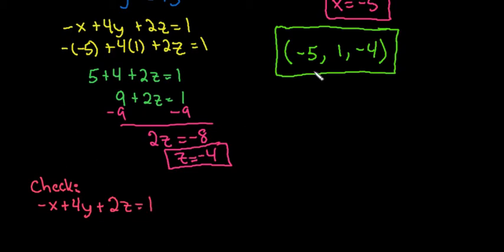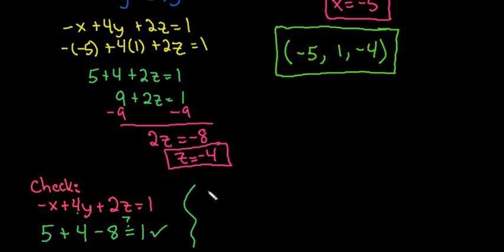So when I go back and plug in the negative 5, a negative 5 would give me a positive 5. A 4 times 1 would give me 4, and 2 times negative 4 would give me negative 8, and we want to know, does that equal 1? And so I end up with 9 minus 8 equals 1, so that does work.